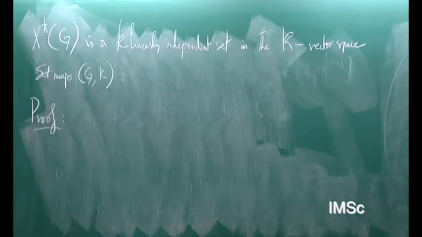Suppose I have a single element. So let's proceed by induction. To show a single element is linearly independent, what do you have to show? That it is non-zero. So why is a character non-zero as a function from G to K? For example, chi of 1 goes to 1. You have to be careful: you have to show this function is not 0. Why is this function not 0? Because 1 goes to 1.